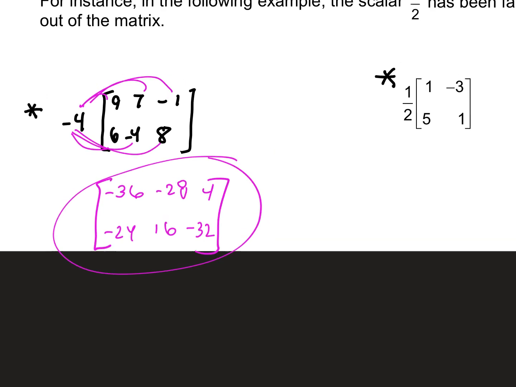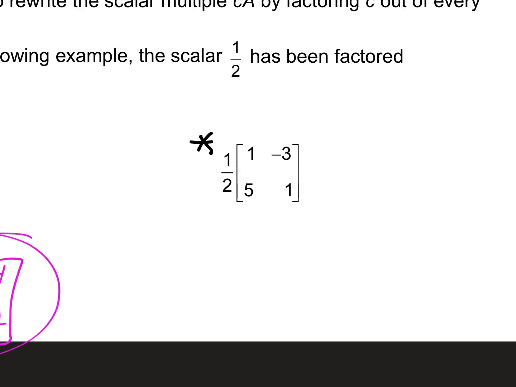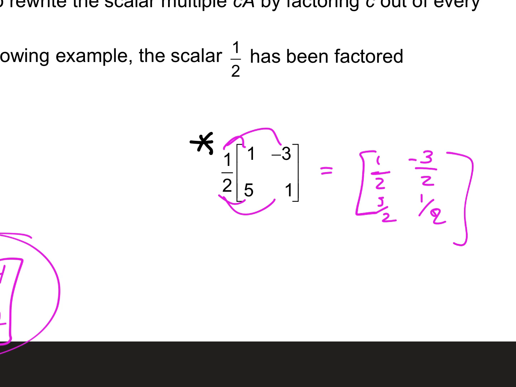All right, what do I do with this 1/2? I distribute it. Guys, multiplying by 1/2 is the same as dividing by what? 2. Okay, so if I say 1/2 times 1, what does that give me? 1/2. If I say 1/2 times negative 3, what does that give me? Negative 3 over 2. If I say 1/2 times 5, what does that give me? 5 over 2. And 1/2 times 1, 1/2. Does that make sense? Okay, good job. Very good.